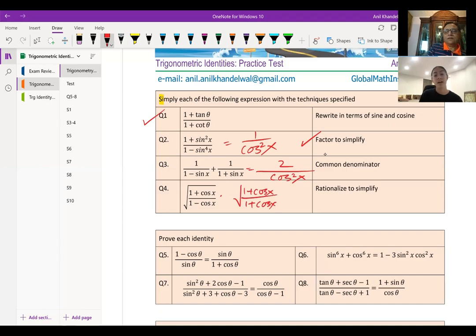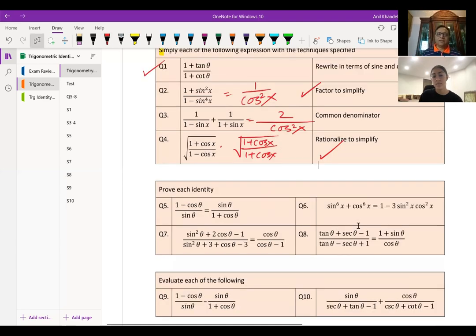And over 1 plus cos x, and then when you do that, basically you're removing your square root, and then you can expand and simplify from there. Easy. Then the next set is always prove some identities, right? So here we have 4 identities for you. Tell me the strategy to prove the first one.